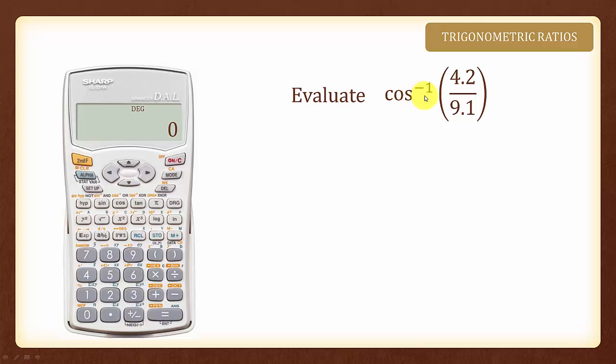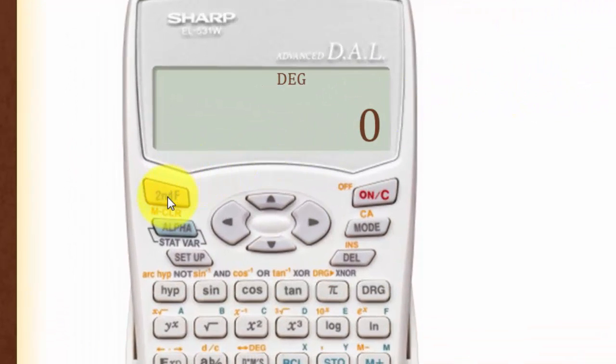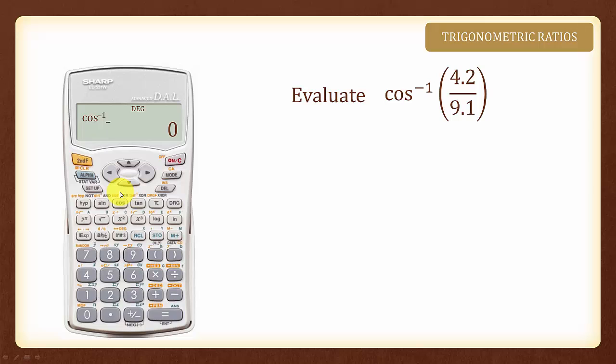We'll start off by learning how to press inverse cosine. To do so, we need to first press the second function or the shift button, followed by the cosine button, and you will get inverse cosine. Likewise, to find inverse sine, we'll just press second function sine. For inverse tangent, we will press second function tangent. Next, we shall press the bracket, followed by 4.2 over 9.1, close bracket, and we will press equal to get 62.5 degrees, rounded off to 1 decimal place.